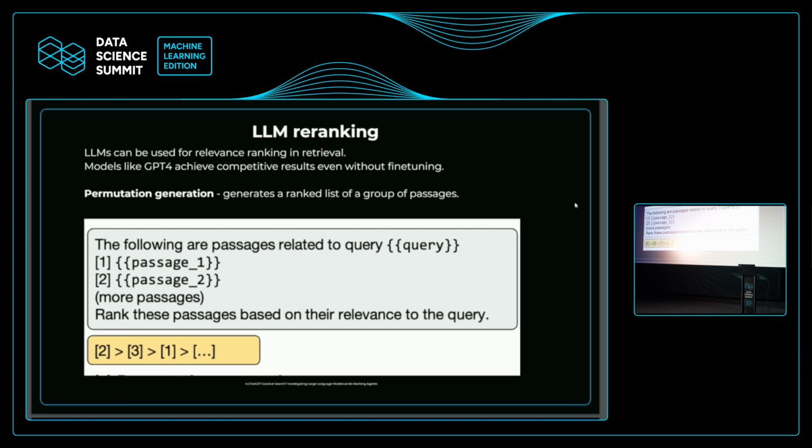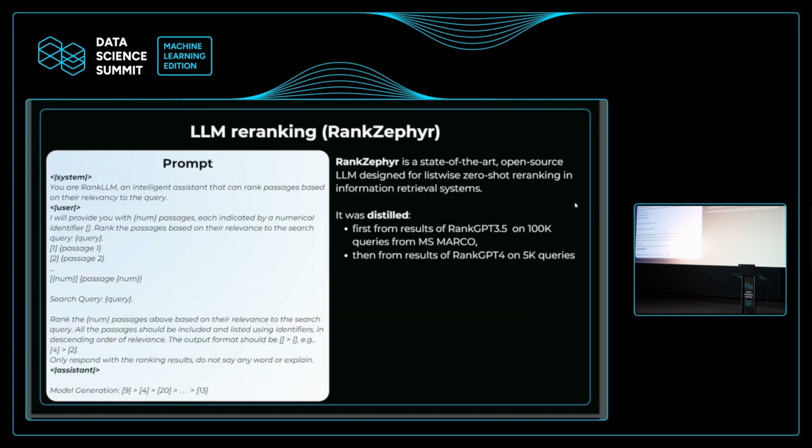And the model outputs IDs in the correct ranking. And in our experiments, we used the rank Zephyr. It's a large language model that is open source, and it was fine-tuned for the problem of re-ranking. And we can see the prompt of this model that is used, and it uses the method that we mentioned. It passes the query, passages, and outputs IDs ranked.